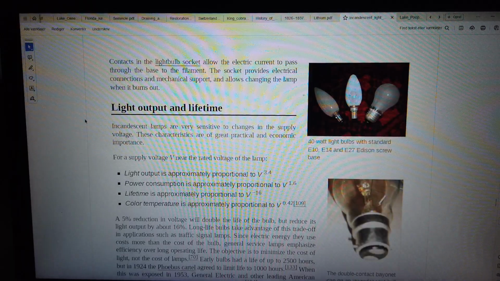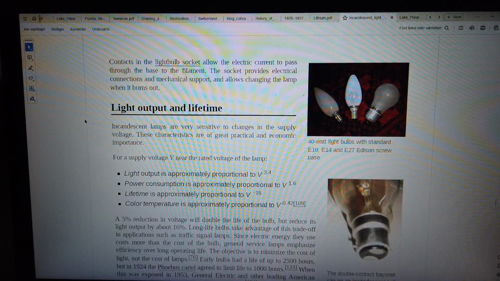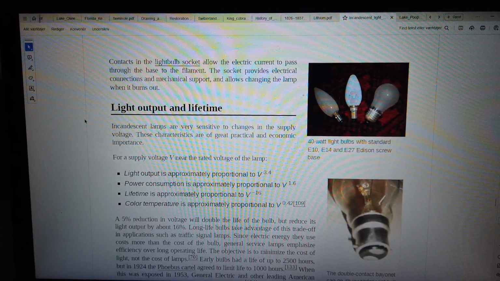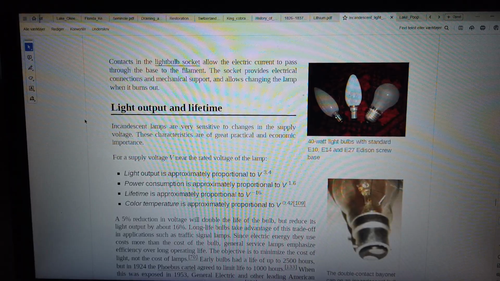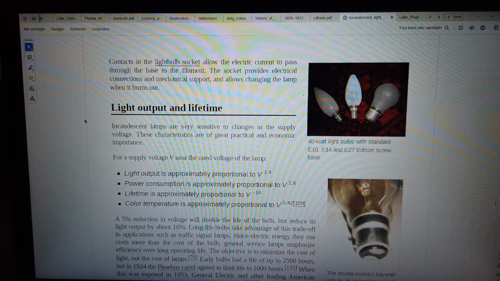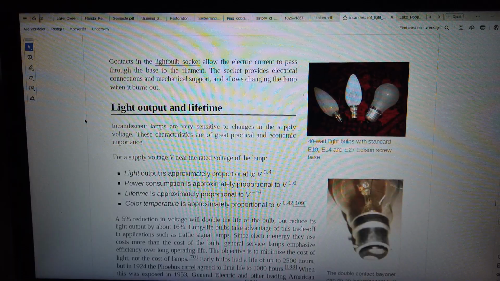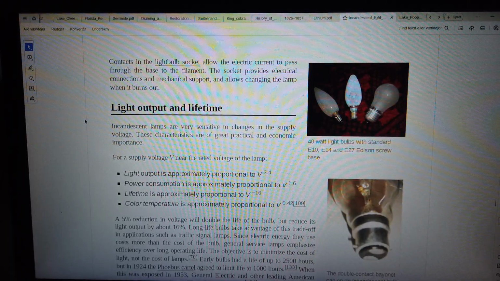40-watt light bulbs with standard E10, E14 and E27 Edison screw base. The double contact bayonet cap on an incandescent bulb: contacts in the light bulb socket allow the electric current to pass through the base to the filament. The socket provides electrical connections and mechanical support, and allows changing the lamp when it burns out.